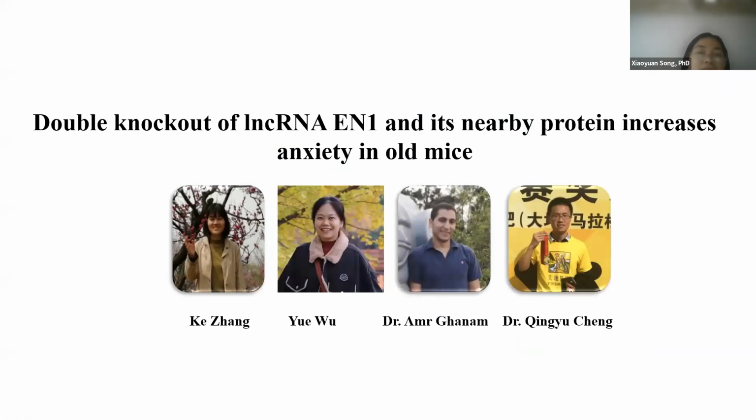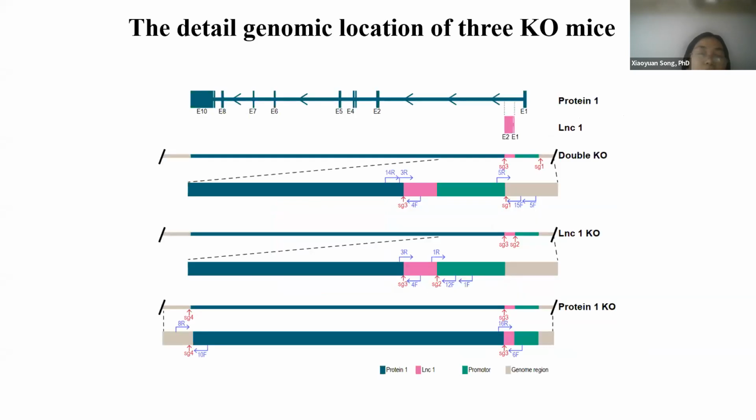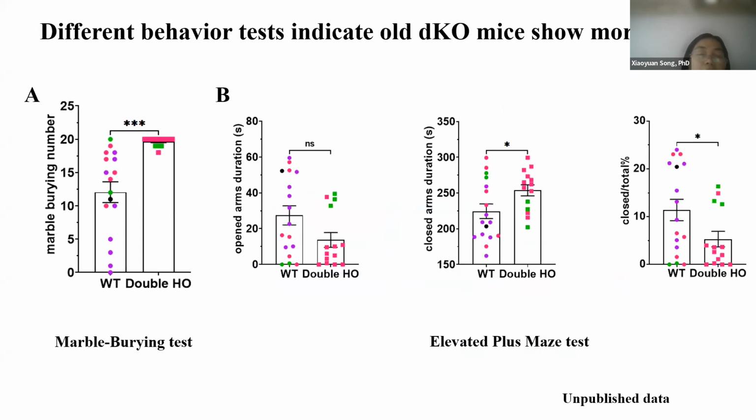The next non-coding RNA, and we show next. It's also increased in brain aging, and we generated the double knockout, single non-coding RNA, and protein knockout, the three knockout mice. Next. And through different behavior tests, we show that these old double knockout mice show clearly more anxiety. This is shown by the marble burying test and elevated plus maze test. And next.